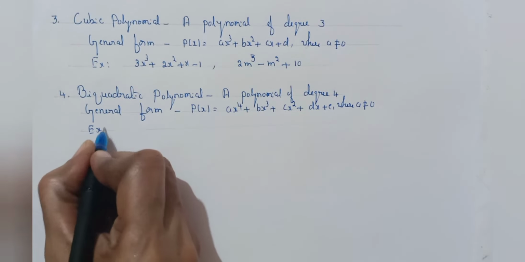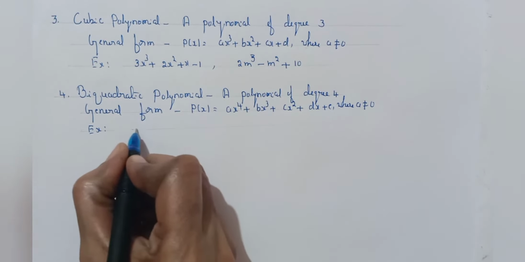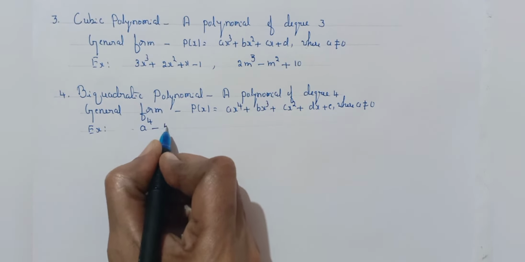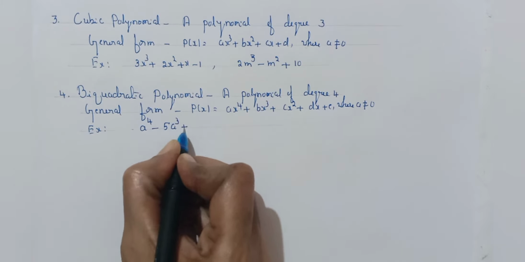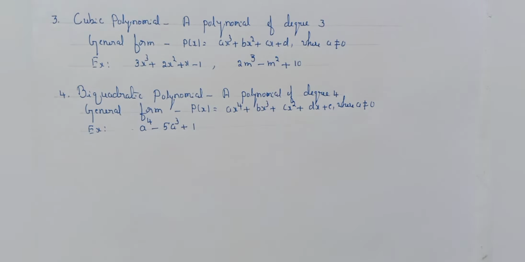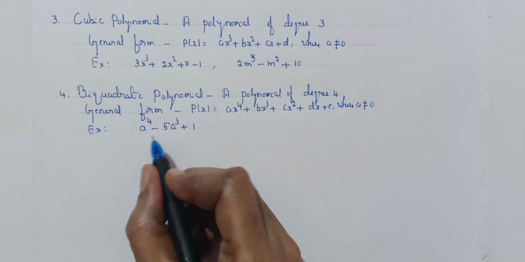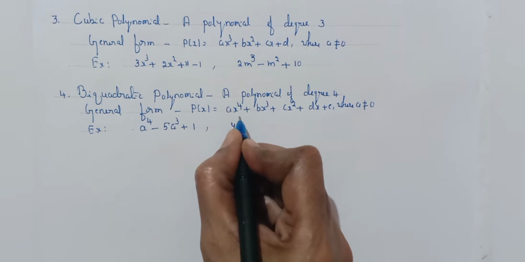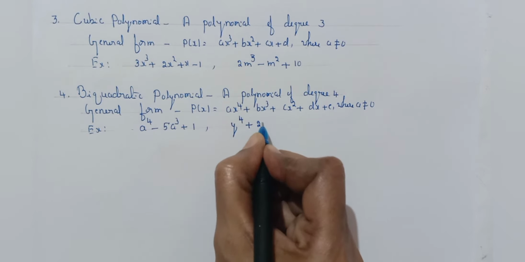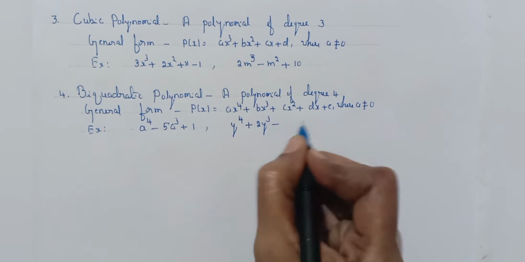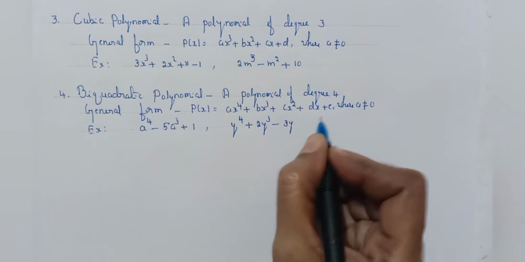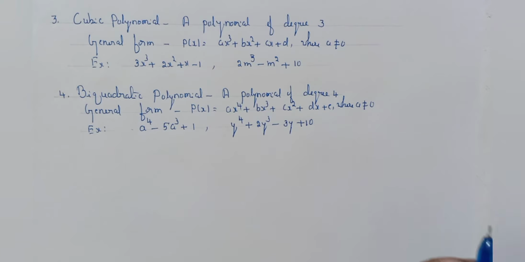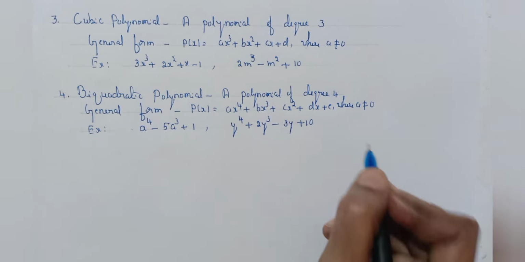Example: a to the power of 4 minus 5a cube plus 1 is an example of a biquadratic polynomial in variable a. Then y to the power of 4 plus 2y cube minus 3y plus 10 is an example of a biquadratic polynomial in the variable y.